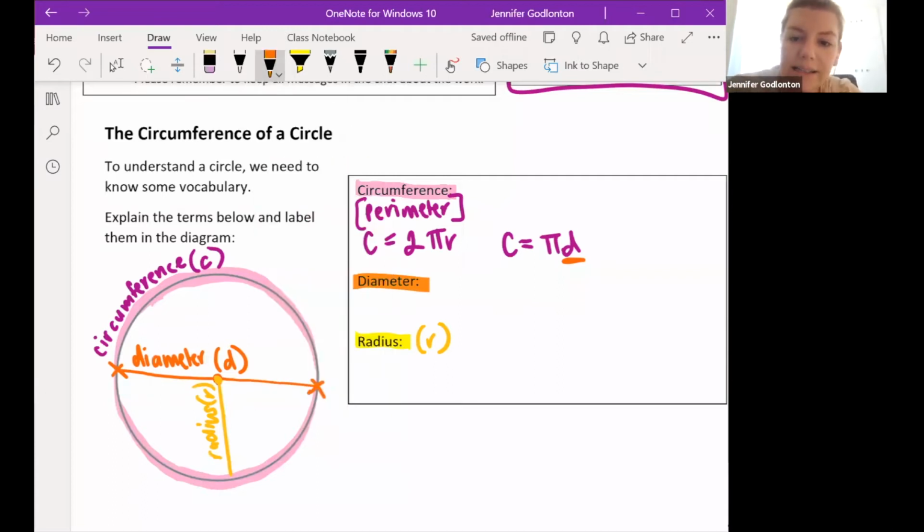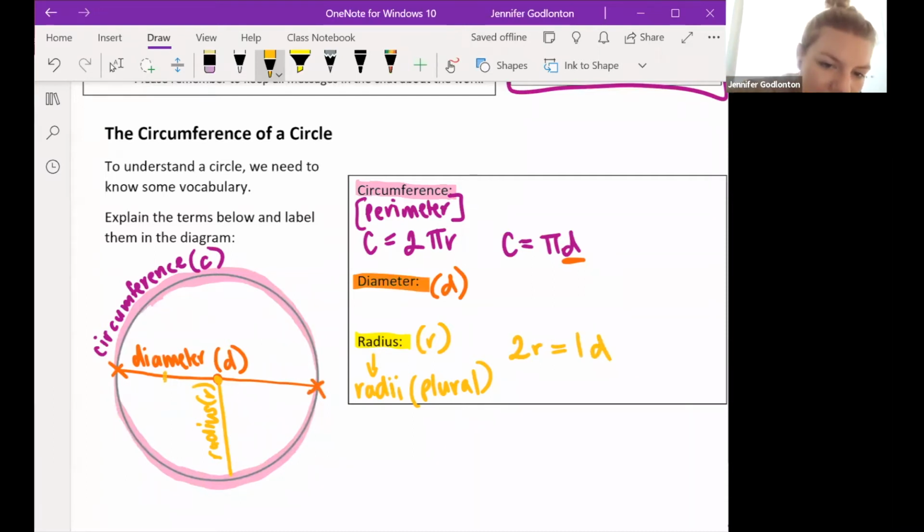That's our D. So how many radii make up one diameter? Radii is just the plural for radius. How many radii make up one diameter? Yeah, exactly. Beautiful. So two radii equal one diameter, because this is a radius here and this is a radius here. So two radii equal one diameter.